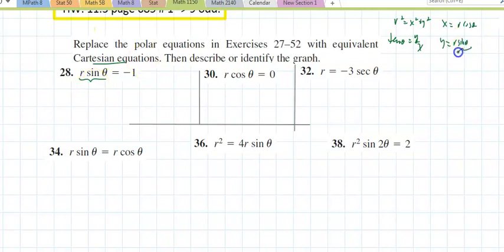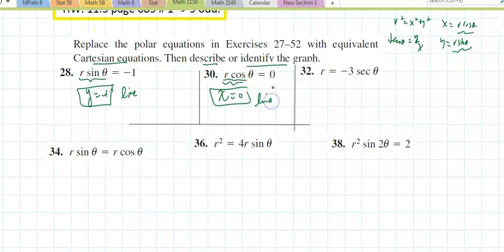So r sine of theta, isn't that a y equal? We could graph this, but they're saying describe or identify the graph. Well, we're saying this is a line, right? And r cosine of theta, isn't r cosine of theta x? So the equation r equal cosine of theta is nothing more than x equals 0, also a line.